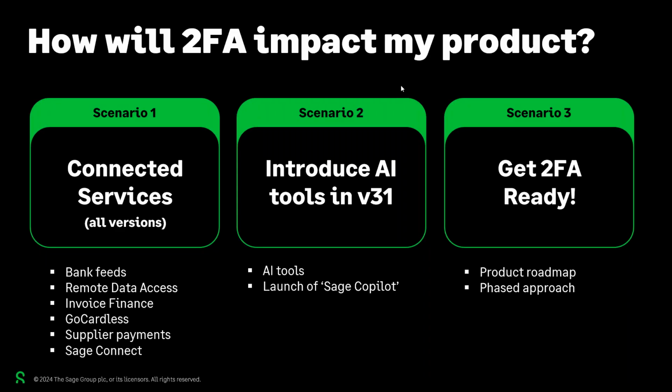As I mentioned, we're going to be rolling this out to connected services and also those using the AI tools in version 31, essentially Sage Copilot. But connected services includes bank feeds, those using remote data access, invoice finance, GoCardless, supplier payments, and also Sage Connect, like Michael just mentioned there.